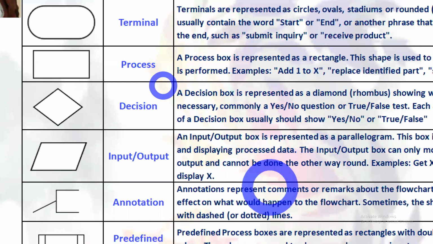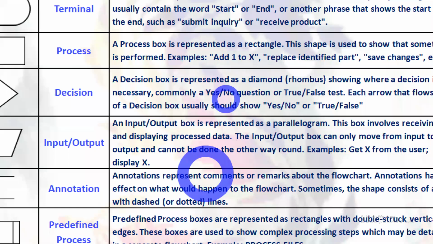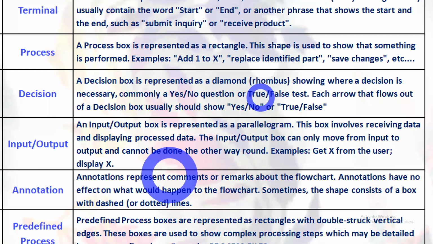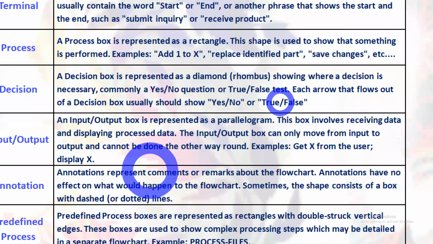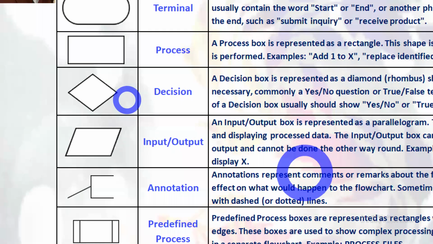Next, this diamond box is represented by what? Decision. A decision box is represented as a diamond, nothing but a rhombus, showing where a decision is necessary. Commonly, these are yes or no questions or true or false tests. Each arrow that flows out of a decision box usually should show yes or no, or true or false. So generally for conditional statements we are using the decision symbol. Okay.